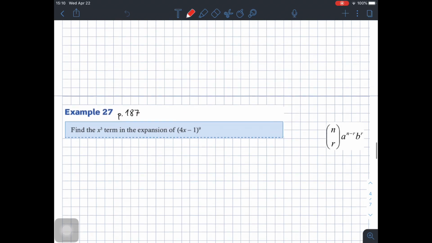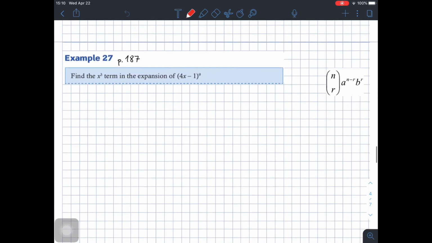It says, find the x cubed term in the expansion of (4x - 1)^9. There are different ways in which we can solve this, but I'm going to show you the one that I consider the shortest and maybe also the easiest. In order to solve it this way, we need to recall this formula that I put here on the left, which is not exactly like that in the formula booklet, but this is the general form in which we can find any term of a binomial expansion, okay?